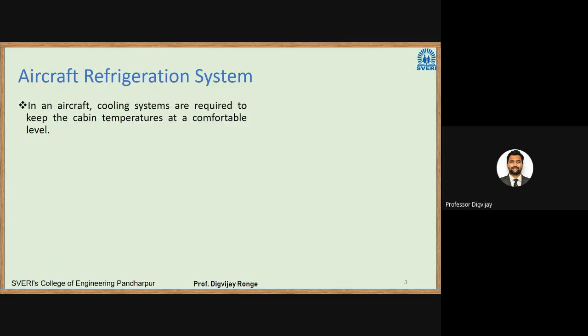See here, this is very important. Suppose this is the ground, and this is the level of the clouds, and the aircraft is flying at a certain height. Suppose this height is 10,000 meters, or 10 kilometers above the ground level. So this is your ground level.